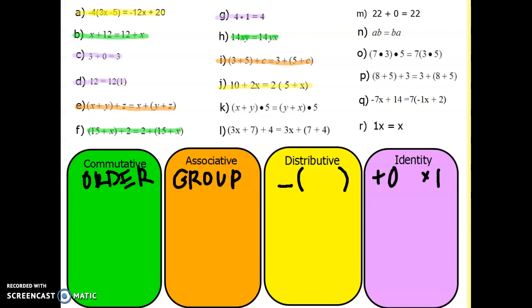All right, take a look at K. Okay, a little bit tricky. You see grouping symbols, right? So you might be leaning towards the orange. However, my order, I still have X and Y grouped together, but my order is different. X comes first in this one, Y comes first in this one, so this one actually would be green.